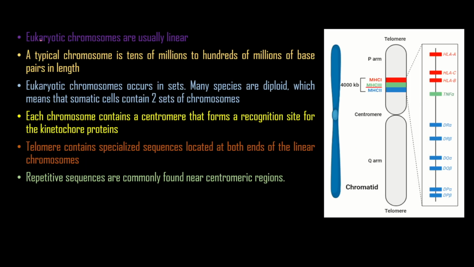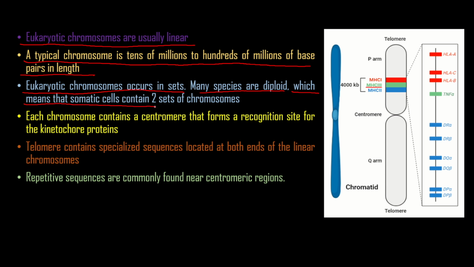Eukaryotic chromosomes are usually linear in structure. This is one of the eukaryotic chromosomes, and a typical chromosome is tens of millions to hundreds of millions of base pairs in length. Eukaryotic chromosomes occur in sets. Many species are diploid, which means the somatic cells contain two sets of chromosomes, so a double set is present inside the cell. During division, one set is shared with the daughter cells.